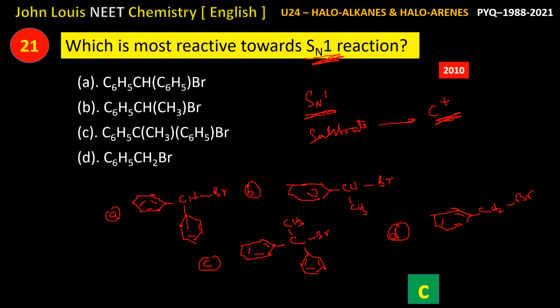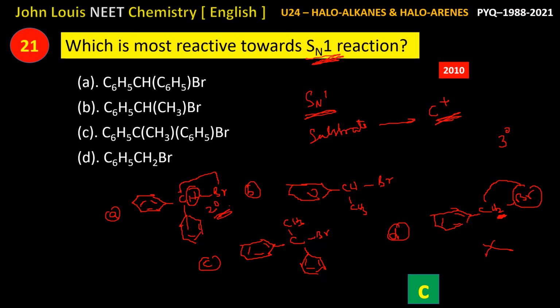Now let us analyze and try to find out which one will form the more stable carbocation. See, generally tertiary halogen compounds only undergo SN1 type of reaction. You take option D. Here bromine is bonded to a carbon which has two hydrogens. Therefore, this is a primary halogen compound. Therefore, this may not be most reactive towards SN1. If you take the first one, here Br is bonded to a carbon which has only one hydrogen. So this is a secondary carbon.